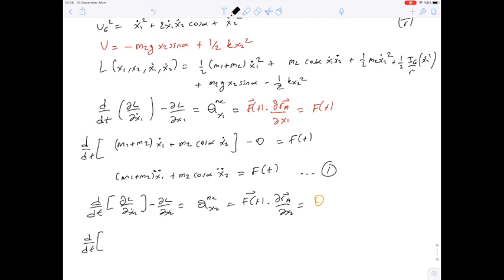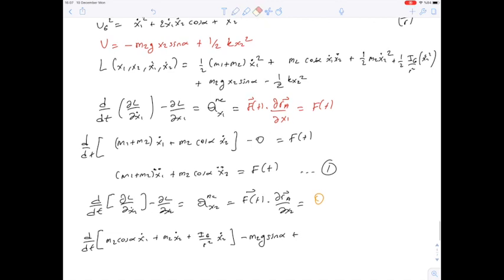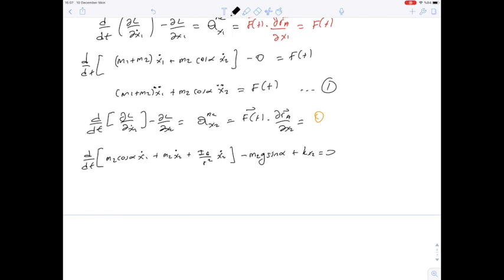So then I have d by dt. Good for you if you have figured this out before I did. m2 cosine alpha x1 dot plus m2 x2 dot plus I_G over r square x2 dot. And on the potential energy side, I've got minus partial L by partial x2, so minus m2 g sine alpha plus, sorry, plus just k x2, is equal to 0. And then from here we obtain m2 cosine alpha x1 double dot plus (m2 plus I_G over r square) x2 double dot minus m2 g sine alpha plus k x2 is equal to 0. And if it's a regular cylinder, then I_G is of course m r square over 2, and then you can plug in for further simplification.